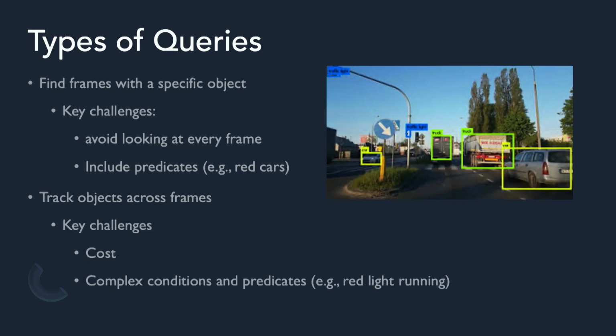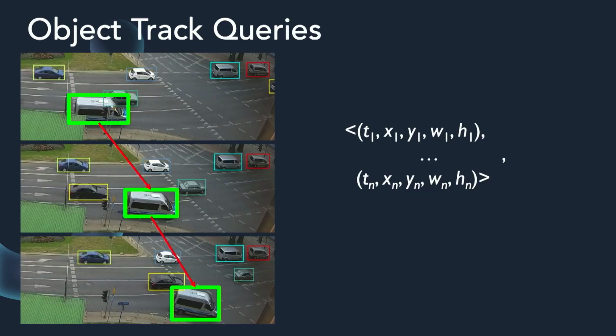Okay, so we want to run these types of queries that find individual objects, but more importantly, we want to track objects across frames. The key challenges here are, first of all, we don't need to look at every frame. Video is 30 frames a second, but cars don't move that fast. And we'd like to have these rich predicates, like we want to find red cars or red lights. And then second, we want to track objects across frames, and here the challenge is, we want to do this without looking at every frame, so without running these really expensive models, to reduce cost. And we want to express complex conditions, like red light running.